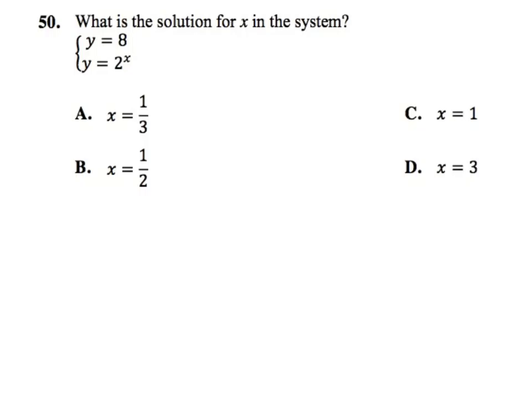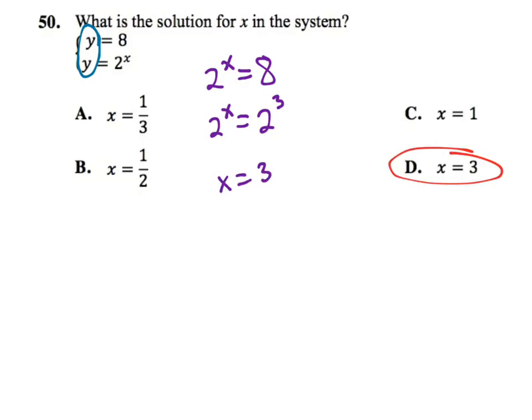50. Slightly more difficult system, but not that difficult. What do we have? We have two variables that are the same. So we can use substitution, right? Or set them equal. So we would say 2 to the power of x equals 8. Oh, nice and easy, just like what we've been doing. 2 to the power of x equals 2 to the power of 3. That means x has to equal 3. So we get x equals 3. Again, I was able to do that because I had two values of y. I had a system. I could substitute this value of y in for that value of y.